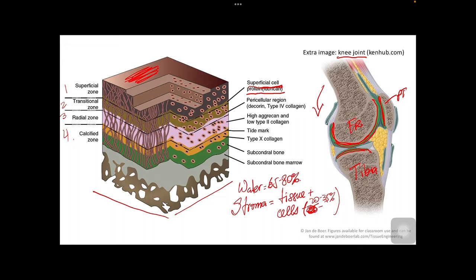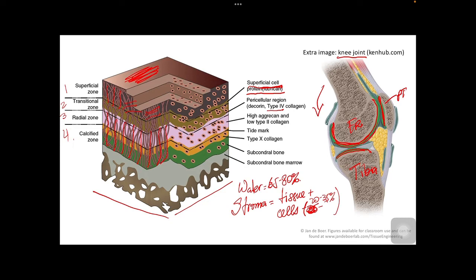The second one is the transitional zone. The transitional zone is where you will probably see collagen type 4. The next is the radial zone. In the radial zone and the calcified zone, you see that the collagen fibers are more vertical, compared to the superficial zone, where you can see vertical as well as horizontal layers, right?